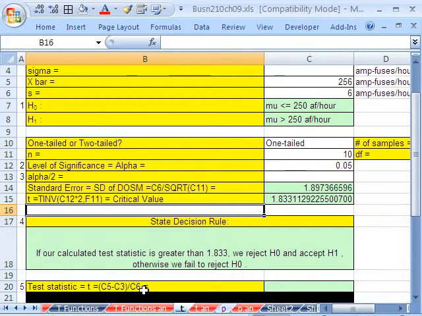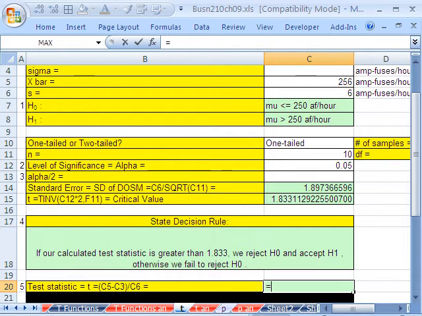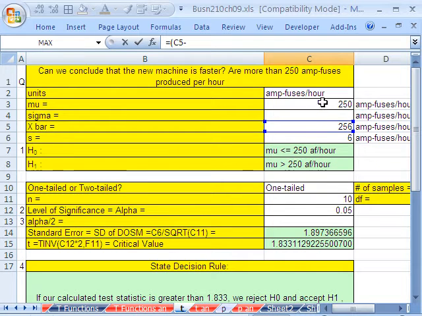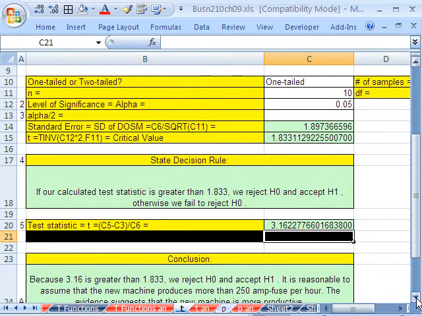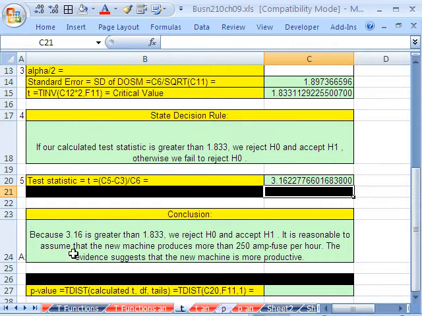So what do we do next? Our test statistic. Now we're going to say equals t. This is the sampling error, where we take x bar minus the assumed population mu. That is our sampling error divided by the standard deviation for the distribution of sample means. That's going to give us our calculated test statistic, 3.16. That is huge. That is way past here. There's our conclusion if we're using the critical value, because 3.16 is greater than 1.83. We reject H sub 0 and accept H sub 1. It's extremely reasonable to assume that the new machine produces more than 250 lamp fuses per hour. The evidence strongly suggests that the new machine is more productive.